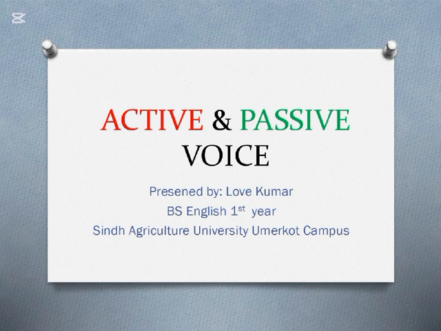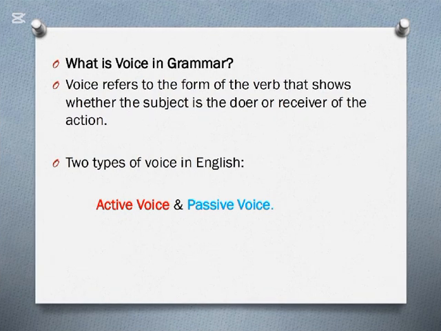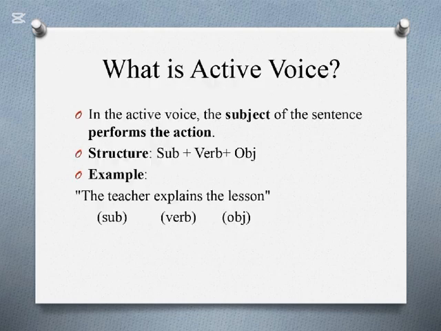Today we learn about active voice and passive voice. What is voice in grammar? Voice refers to the form of the verb that shows whether the subject is the doer or receiver of the action. Two types of voice in English: active voice and passive voice.